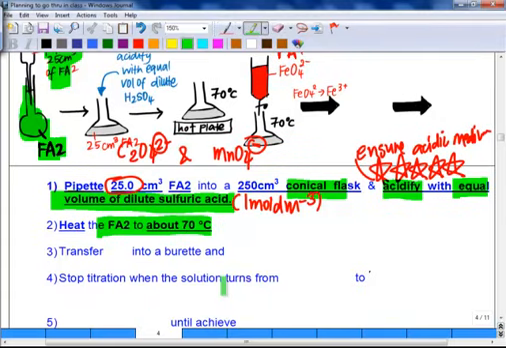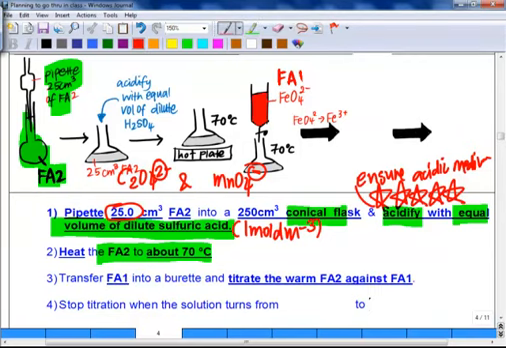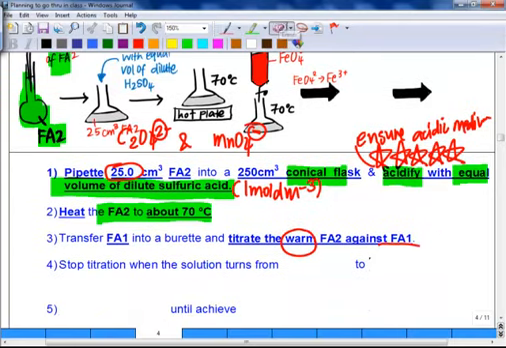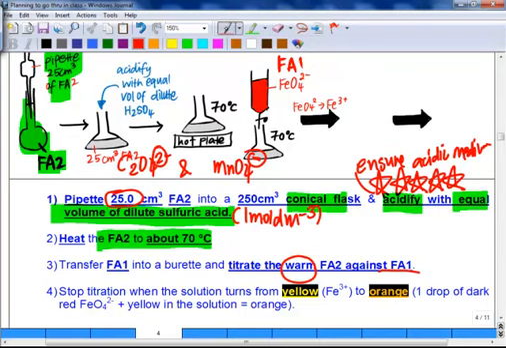And then after that, please take note, after you pipette already, you must prepare the burette, right? So always remember, you transfer the other solution into a burette and then titrate the warm Fa2 against Fa1. And this part, take note, stop titration when the solution turns from yellow to orange. Why not run? Because the correct term is titrate.